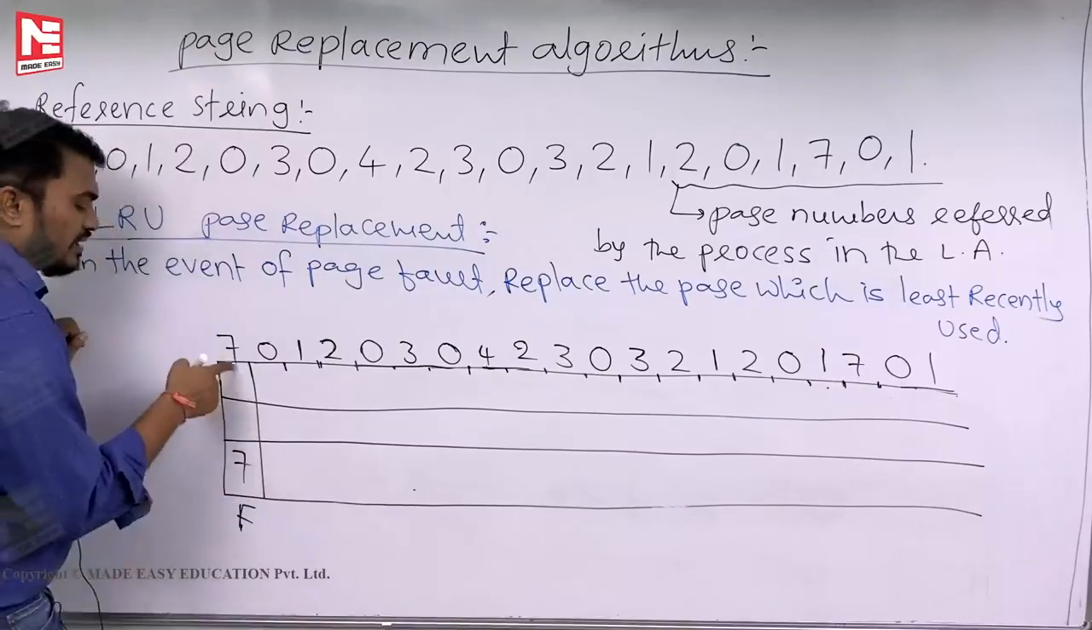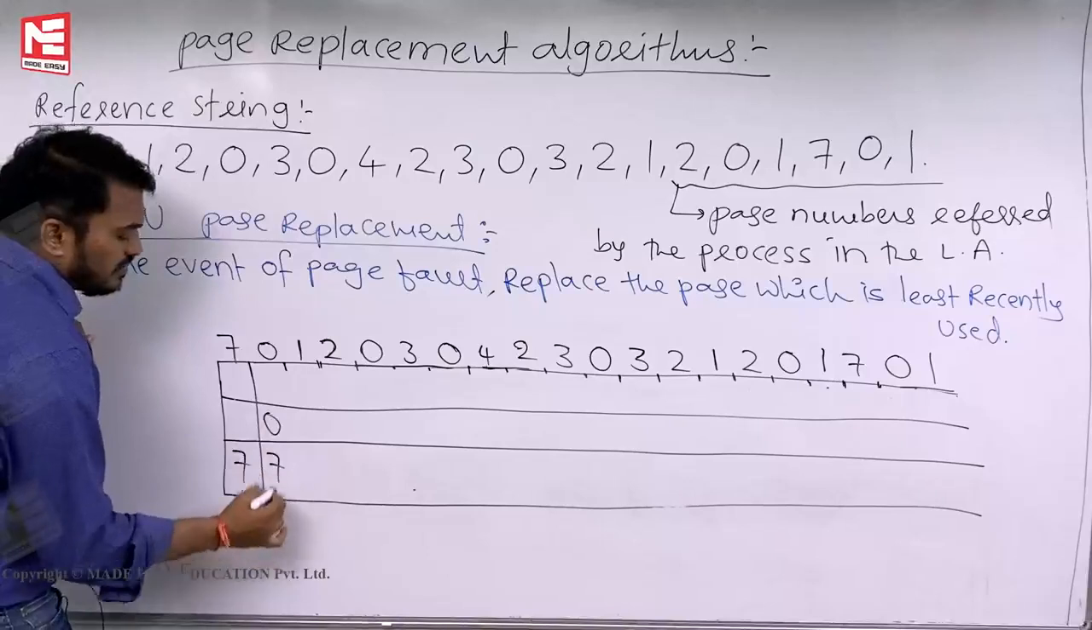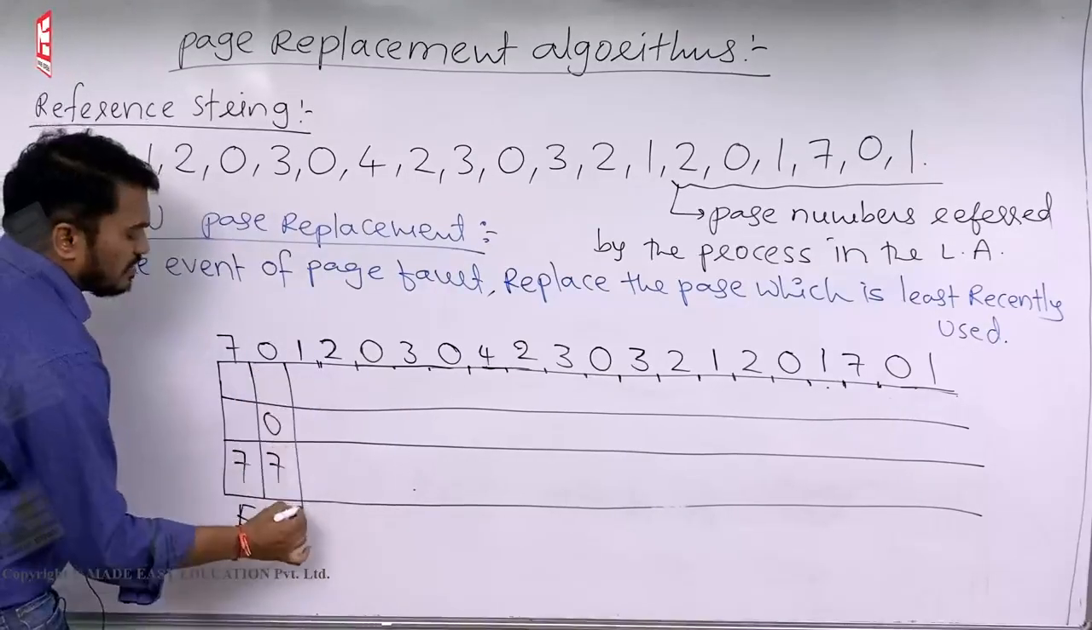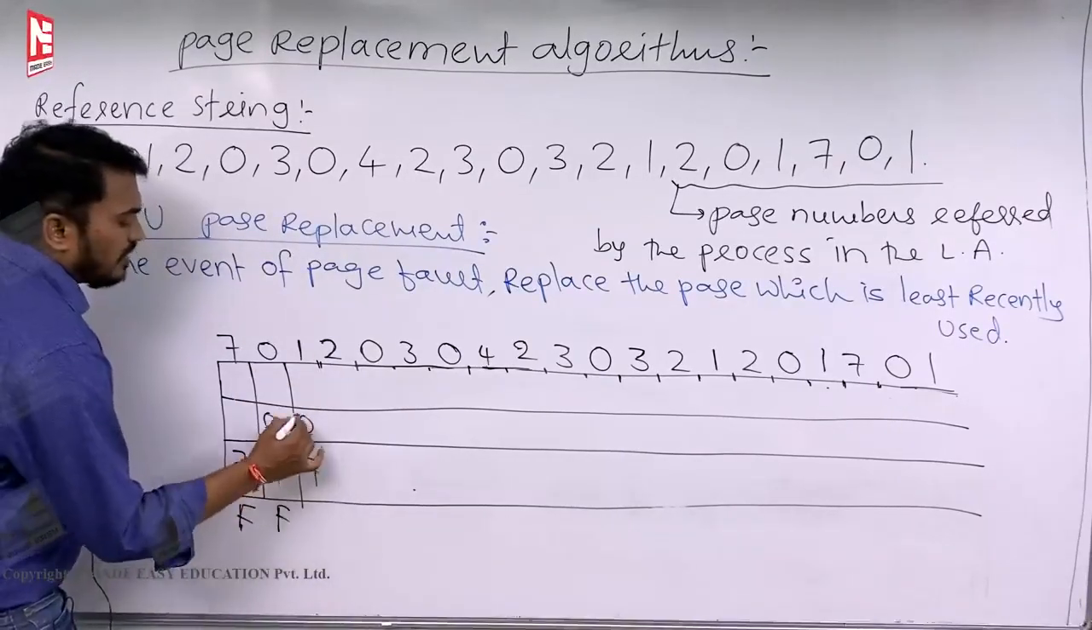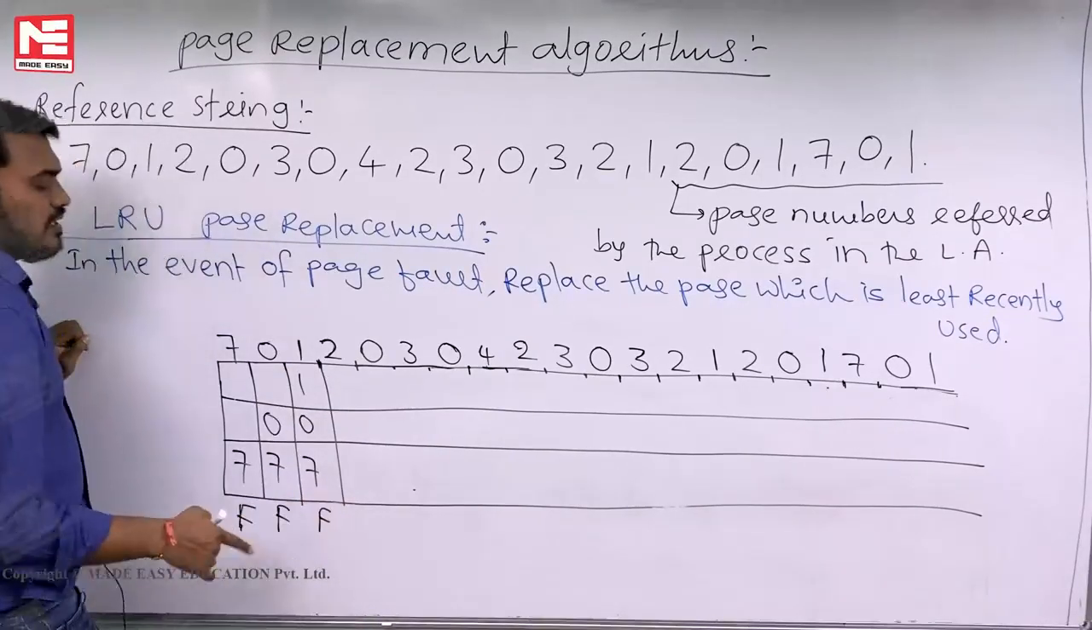And next, 3 frames से ही solve कर रहा हूँ पहले मैं. And next is 0. 0 is not available. We'll load it into the next frame here. That is also considered a page fault. Next is the 1. Remember that is also a page fault. Now listen here. Next is what here?